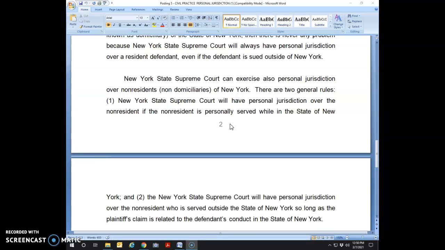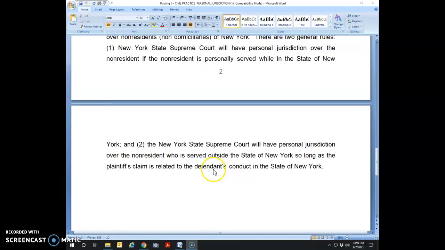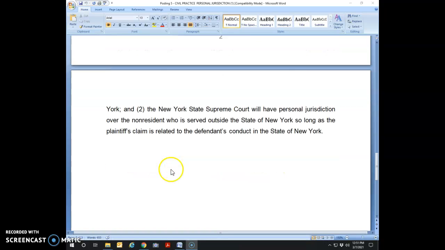If the person who's a non-resident is served outside the state, let's assume that the person who was vacationing lives in Charleston, West Virginia, then it's going to depend upon whether the plaintiff's claim is related to the defendant's conduct in the state of New York. It will be, for example, if it's based on a motor vehicle accident that happened in New York State, or a contract that was either negotiated or was supposed to be performed in New York State. But we need that link.